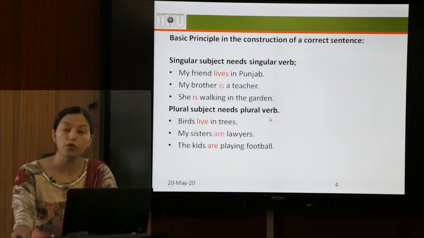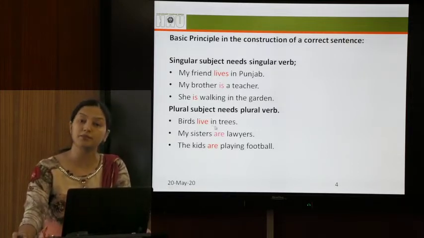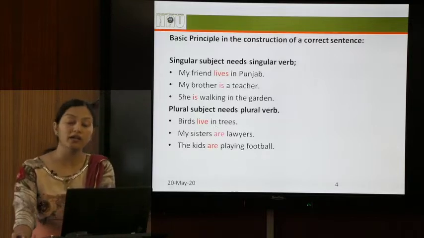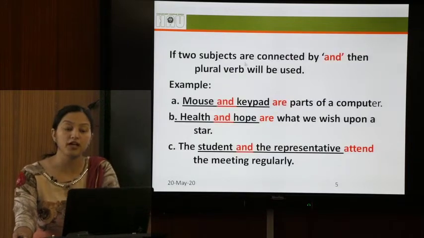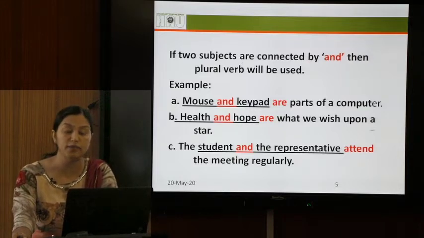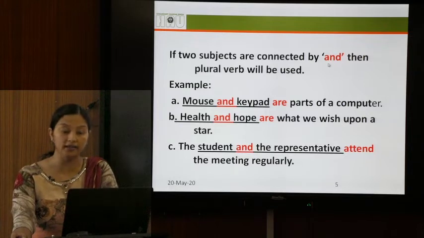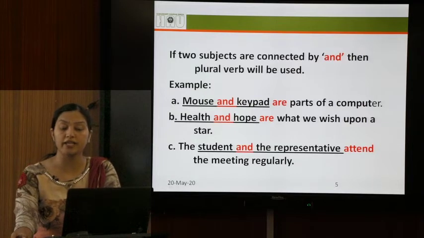But as you know, English is not only about using singular or plural subjects. Sometimes we have more than one subject. So, then what kind of verb should be used? Let us discuss. If we are using two subjects in a sentence, and those two subjects are two different nouns connected or joined by and, then a plural verb will be used, like mouse and keypad.